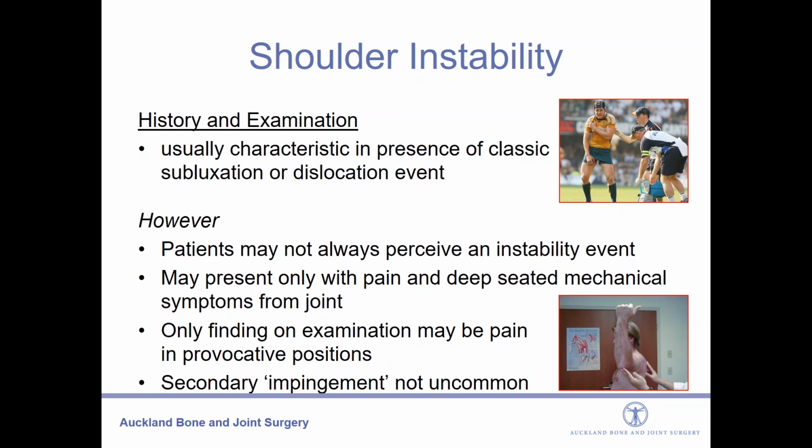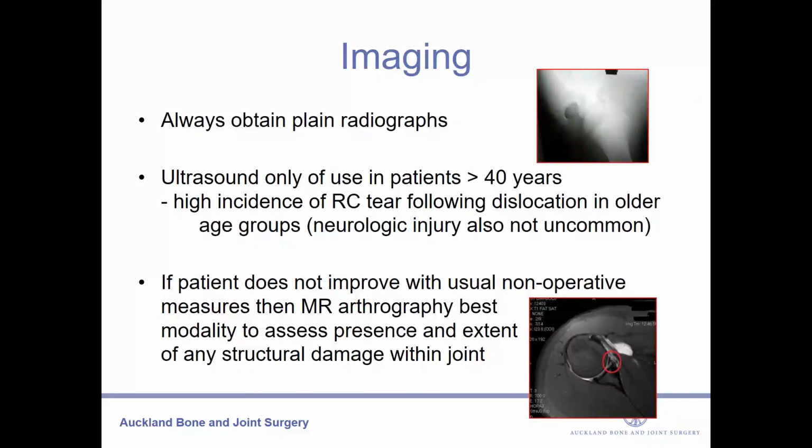They've got deep-seated pain, they get mechanical symptoms, often they get secondary impingement. So these are the patients who don't get better with non-operative treatment, but they tend to be younger. So these tend to be the under 40-year-olds. Over 40, yes, we always think they might have torn their rotator cuff, but it's pretty obvious if someone's dislocated their shoulder or had a true subluxation event.